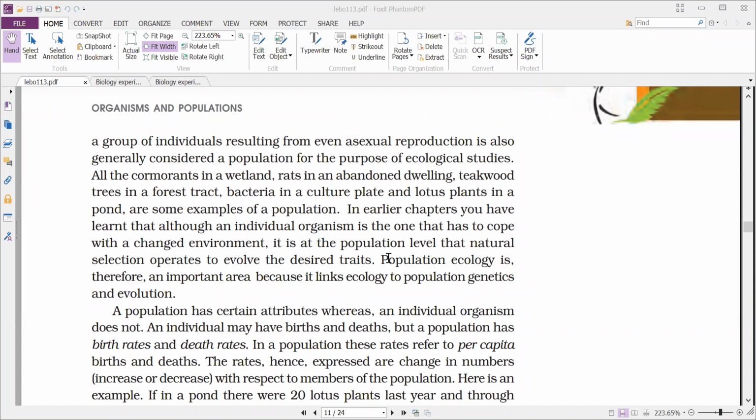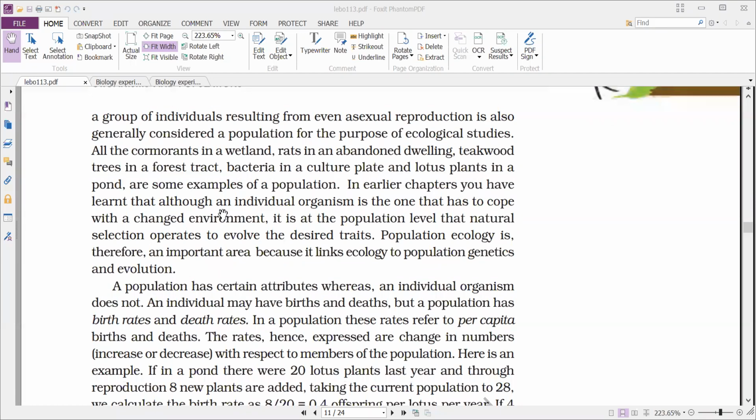In earlier chapters we have learned that although an individual organism is the one that has to cope with a changed environment, it is at the population level that natural selection operates to evolve the desired traits.